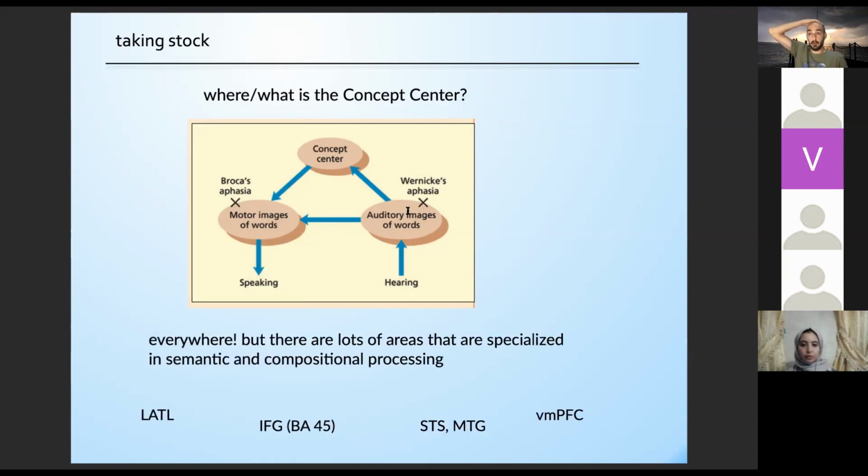But we also know that concepts are everywhere, especially semantics is everywhere. At least in these areas that we have seen, they are very important for specific semantic processing, like LATL, BA45, and we should also add 47, Wernicke's territory, especially STS, MTG, and ventromedial prefrontal cortex. Okay, this is kind of where we left.